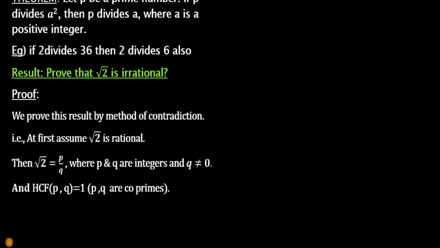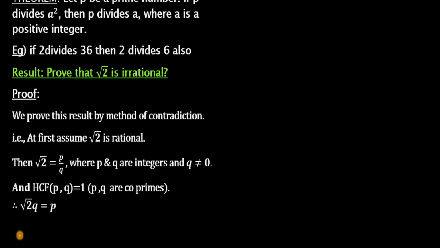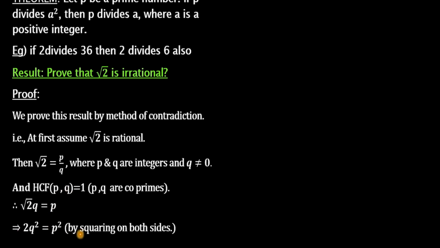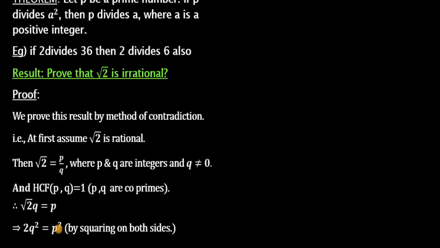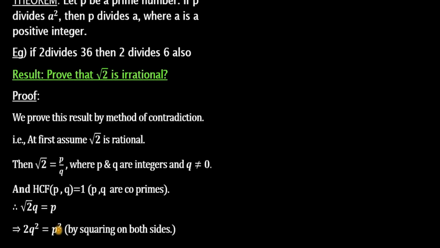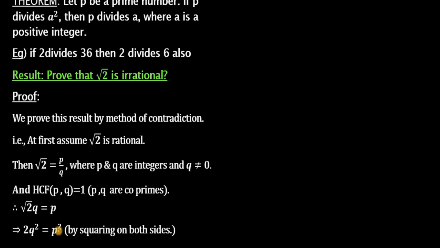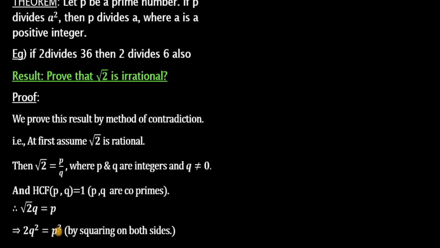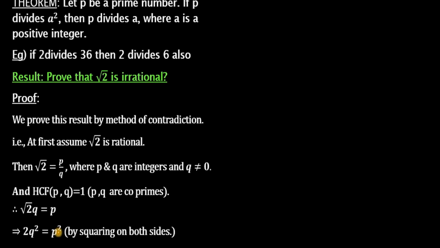Then what is next? We take q to the left side. Then root 2 q equals p. Squaring on both sides, we get 2q square equals p square. So what do we get? p square is a multiple of 2. So what can we conclude? 2 divides p square. If p square is a multiple of 2, then 2 will divide p square. That is, if 6 is a multiple of 2, then 2 can divide 6.